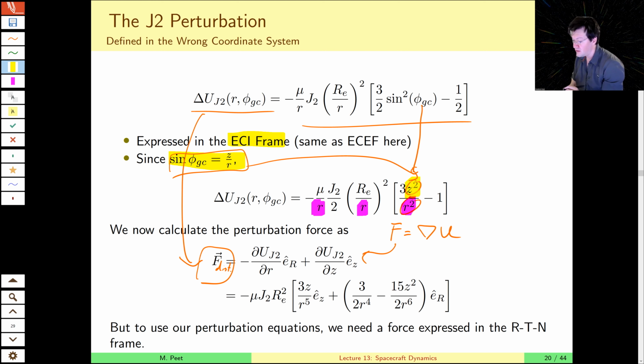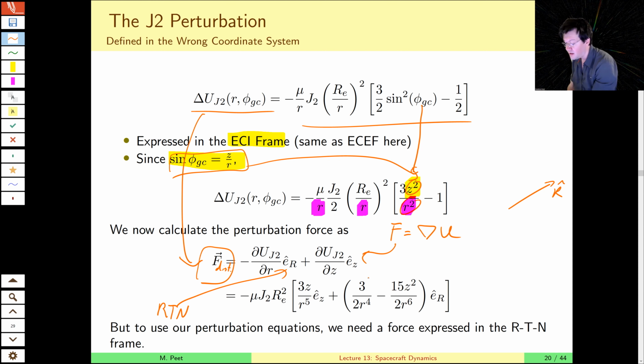So we differentiate U in terms of r, and then that component is in the r direction, obviously, because it's r. And then in the z direction as well, which is, r is in RTN coordinates already, so that's good. Z is not in RTN coordinates, so we're going to have to convert that later. All right. Anyway, so here we go.